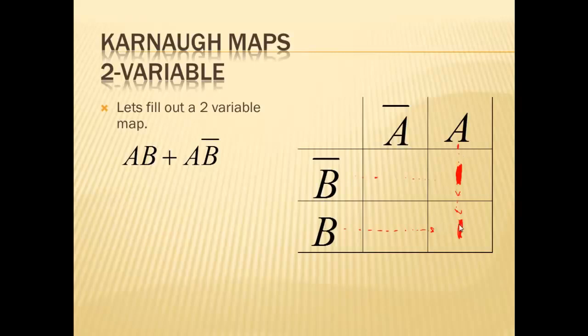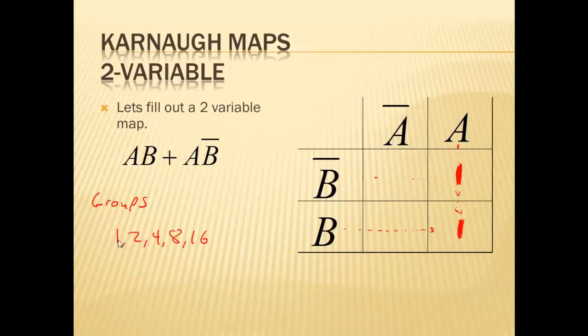Okay, so AB right here, and A, B naught is right here. That's mapping it. Now we need to do what's called grouping. And for Karnaugh maps, you have groups of either a 1, 2, 4, not 6s, 8, and you get really big ones, you could have a 16, which pretty much takes up the whole chart.